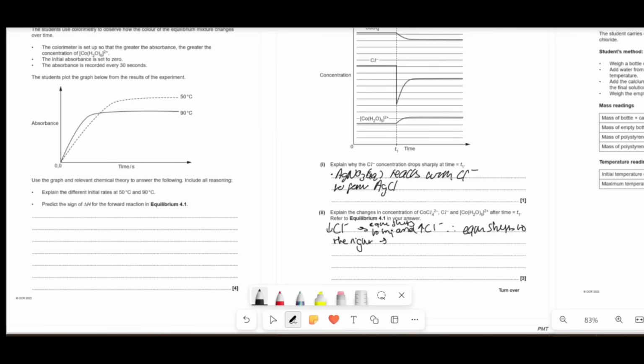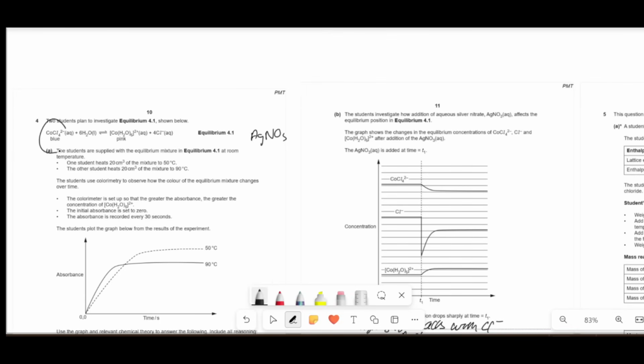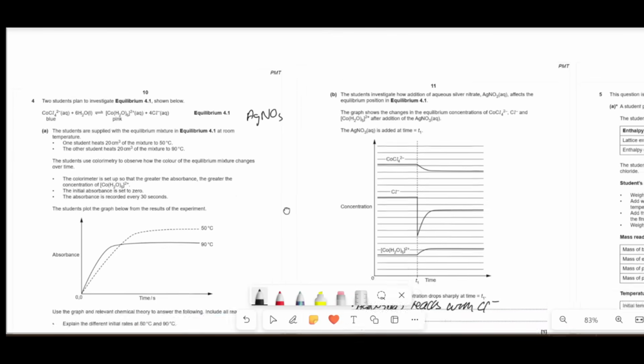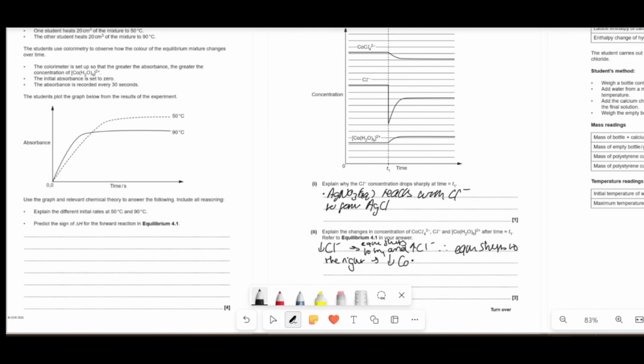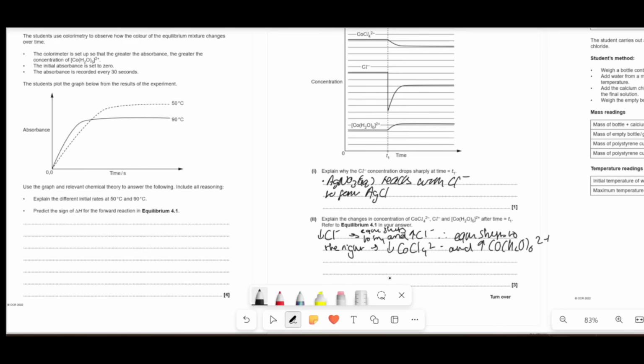So as a result, if it's shifting to the right, we're going to get less of this, less of that, and more of this. Therefore, we get less CoCl4 2- and increased Co(H2O)6 2+, which is exactly what we see here. You can see it drops and then that goes up. So we've talked about the CoCl4 2- and the Co(H2O)6 2+, right?